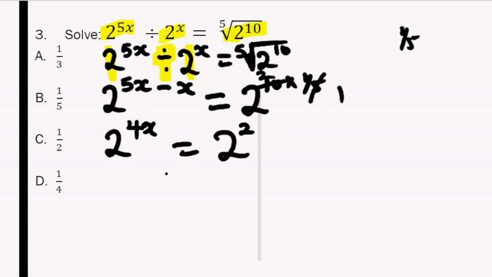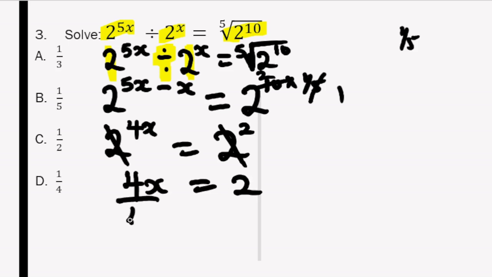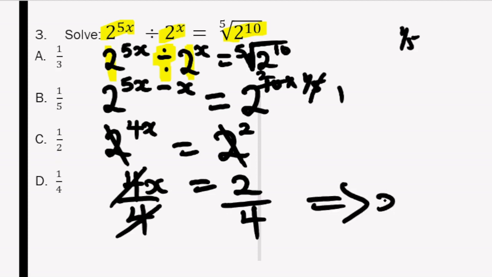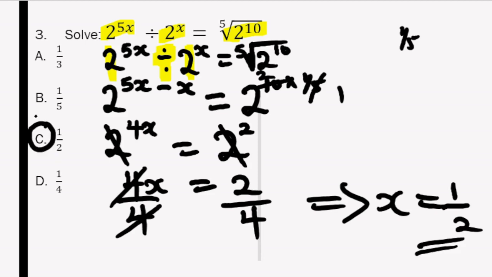So since this is an exponential equation, and here we have the same base number, we are going to cancel them out and then compare the powers. So for the power, we have 4x is equal to 2. Now divide both sides by 4, so we'll be able to get the value for x. Cancel, cancel. The answer for x, when I break 2 over 4 to lowest term, is 1 over 2. So x is equal to 1 over 2. And here, option C is the answer. So x is equal to 1 over 2 for question number 3.